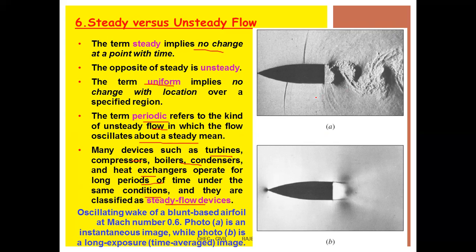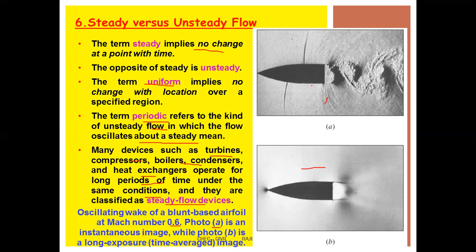If you see the figure, figure A and B, the oscillating wake of a blunt-based airfoil. This is the airfoil design, a blunt airfoil design at a Mach number 0.6. The first photo is an instantaneous image, while photo B is a long exposure time-averaged image. So the sudden image is taken instantly, and the other is a long exposure, a time-averaged image. That is steady flow and unsteady flow, right?